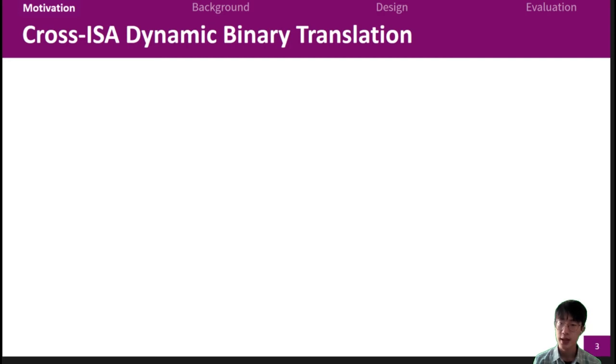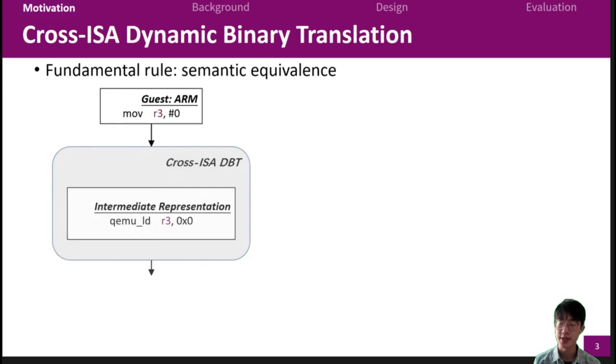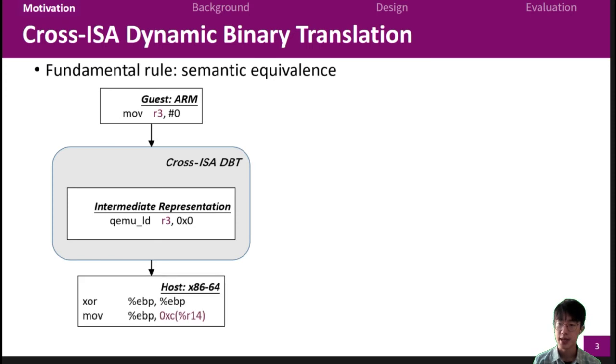The key idea of cross-ISA dynamic binary translation is to provide equivalent code semantics for a different architecture. For example, a NOP instruction is first translated to intermediate representation code in the dynamic binary translator. After some code optimization, the intermediate representation is then translated into host x86 instructions, where the semantic equivalence is guaranteed.